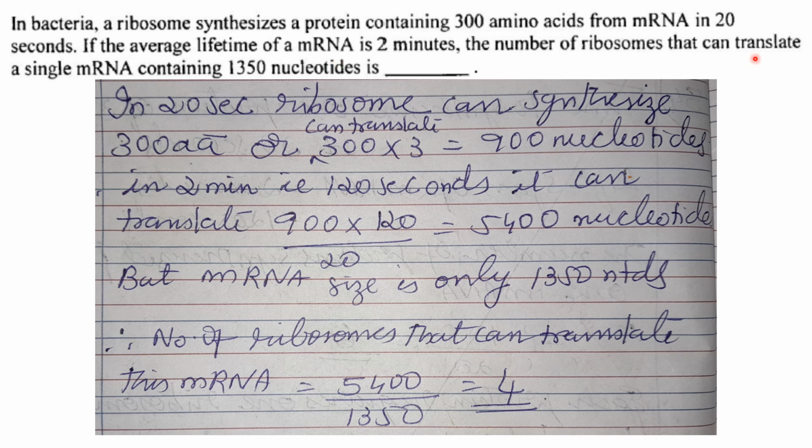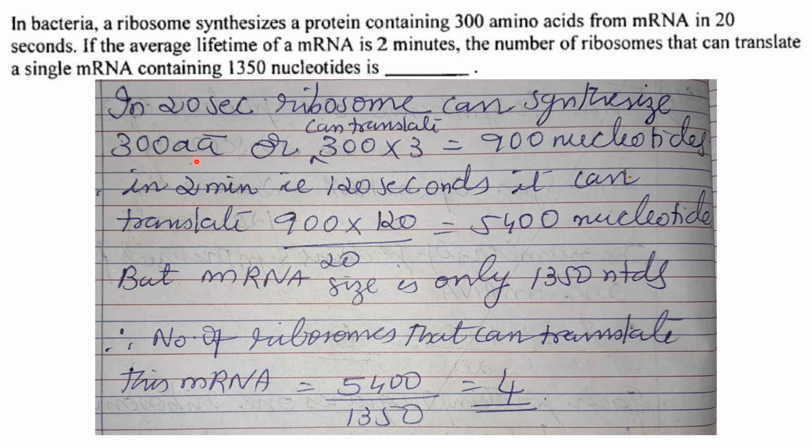The number of ribosomes that can translate a single mRNA containing 1350 nucleotides is. So you have got an mRNA of 1350 nucleotides whose average lifetime is 120 seconds. So how many ribosomes are required to translate that particular mRNA? Now they have given us the data, that is in 20 seconds ribosomes can synthesize 300 amino acids.